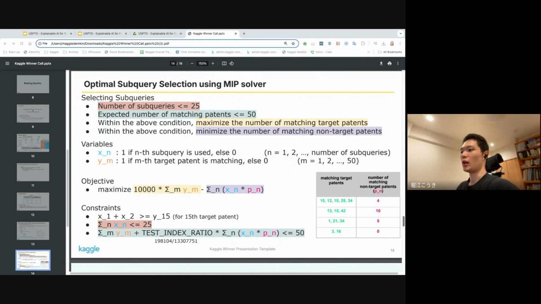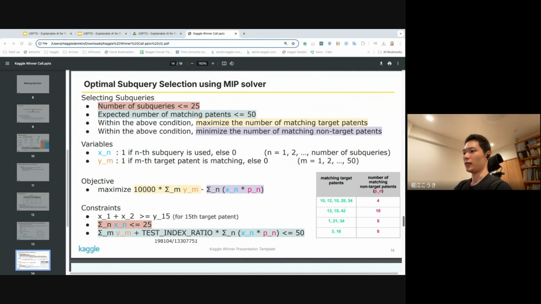The three types of inequality constraints are described below. The first is just relating x to y. The second red constraint corresponds to the red row on the top, limiting the maximum number of subqueries to 25. The third bluish-grayish constraint corresponds to the second row on the top, limiting the expected number of matching patents to 50. Here, the test index ratio is the number of patents included in the test index used by Wish, which is estimated from the train index size to be around 200,000, divided by the total number of patents, around 13 million.